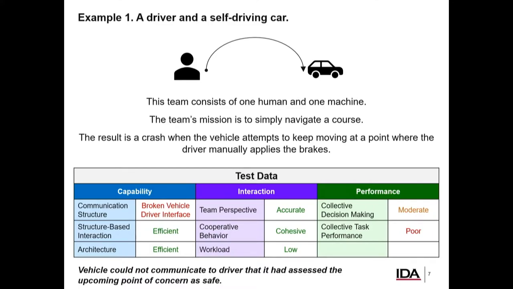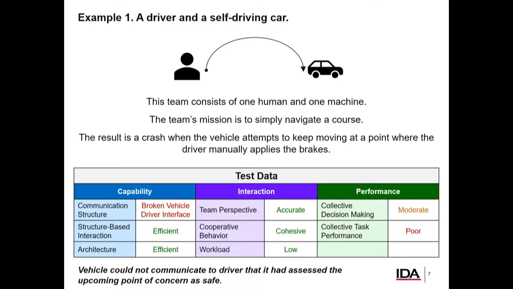And the result of this basic test here is a crash when the vehicle attempts to keep moving at a certain point when the driver tries to manually apply the brakes. And we've broken our test data here down into just very visual, verbal, in fact, a parameter.